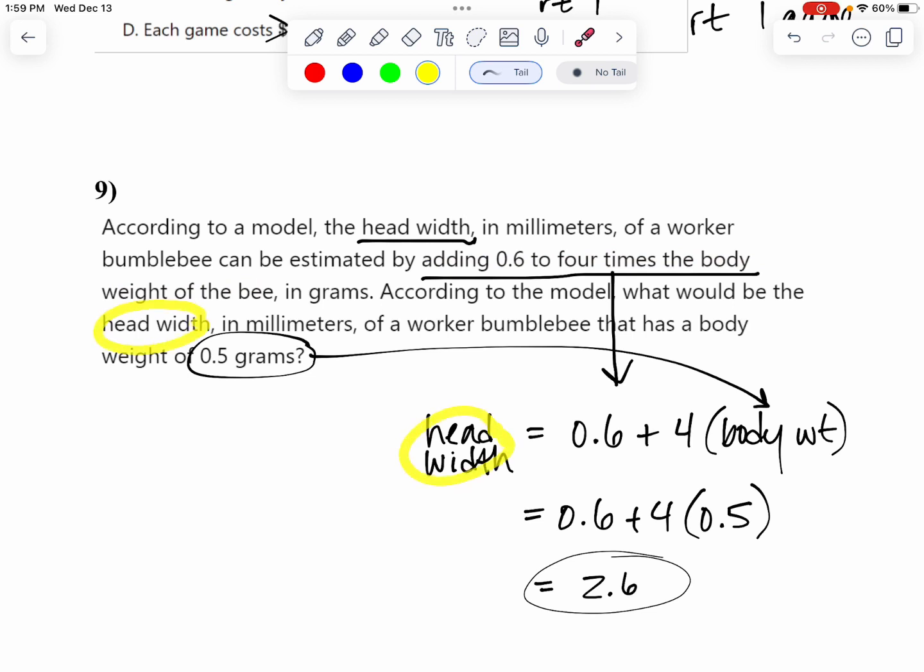I need to solve for this. So notice I'm leaving it blank, or you can put an X there, or a Y, or an H for head, or a W for width. If the body weight is 0.5, so I'm putting 0.5 in for the body weight, which goes right there. And then you just crunch this number, you get 2.6. Again, it's not multiple choice. This is one where you would type 2.6, hit enter, and you would crush it.